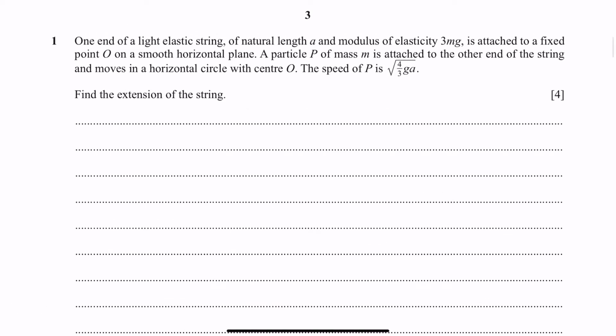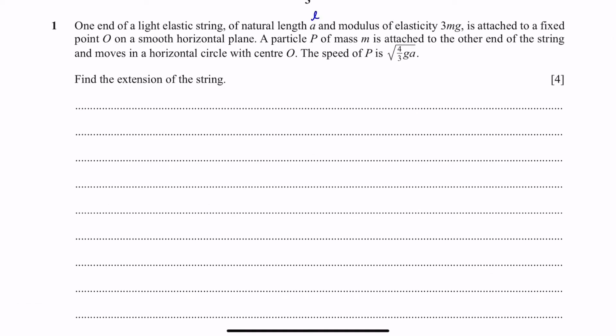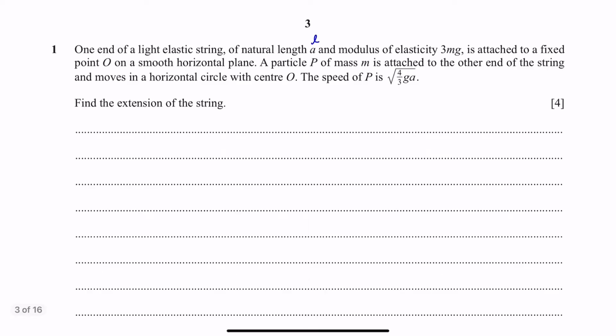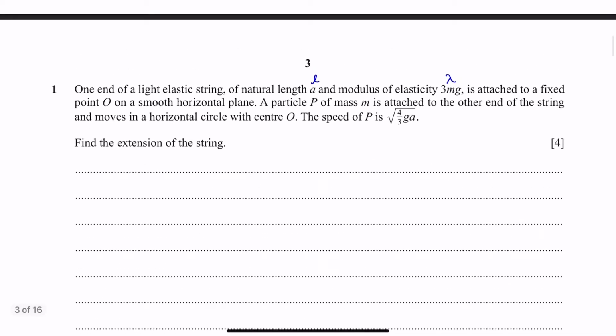For the first question, we have a light elastic string of natural length a. So this will be our natural length, and the modulus of elasticity is 3mg. So this is our lambda. It's fixed to a point O on a smooth horizontal plane, and a mass m is attached to the other end, and it moves in a horizontal circle with center O. The speed of P would be the square root of 4/3 ga.